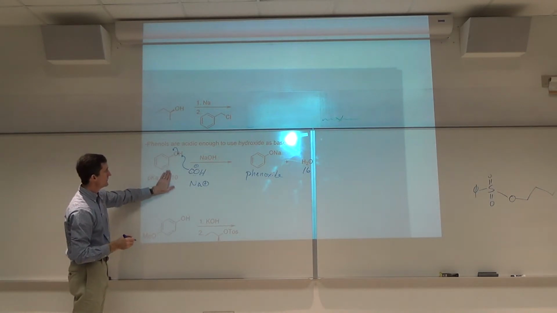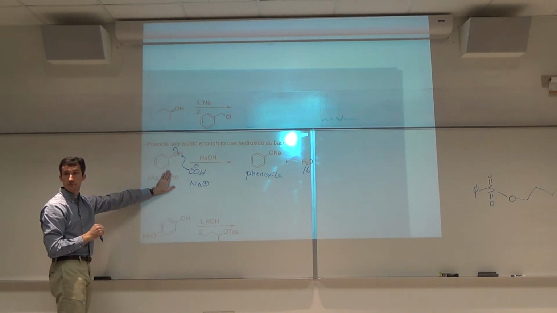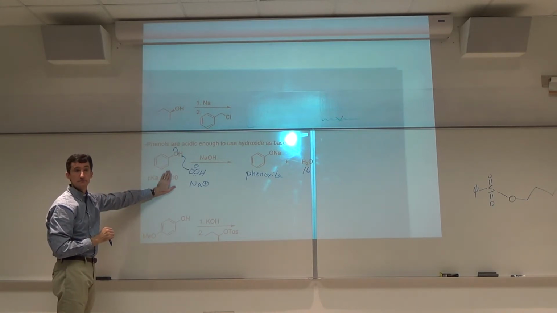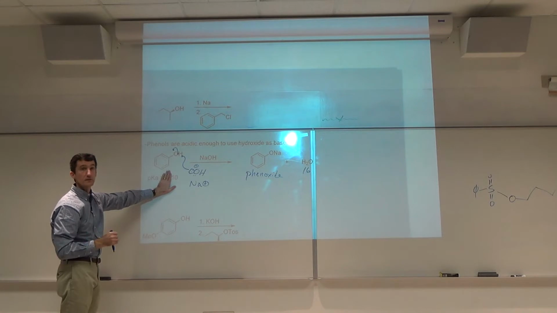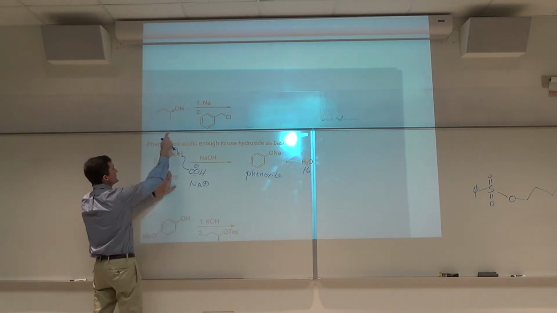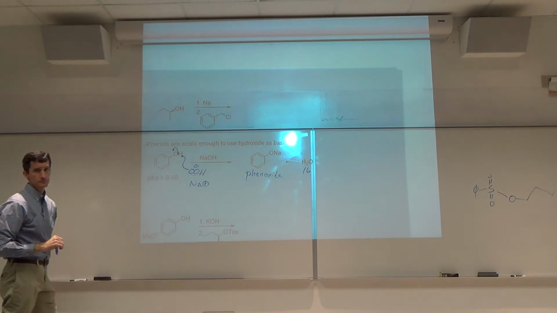Let's say this is 10. Which side's favored, 10 or 16? 16. You see? That side's favored. By how much? 10 to the 6, 1,000,000. Hydroxide's strong enough to deprotonate phenol. It's not strong enough to deprotonate that up there.